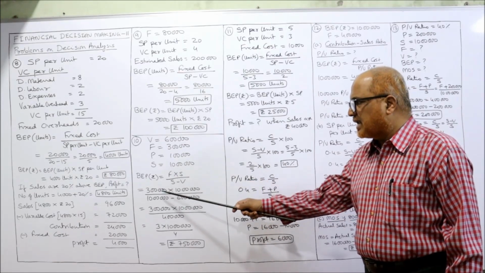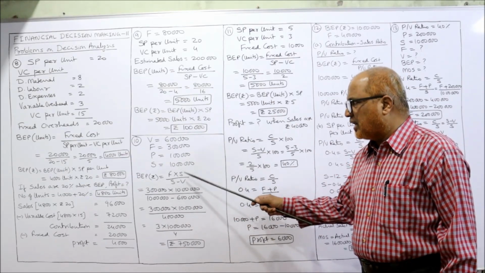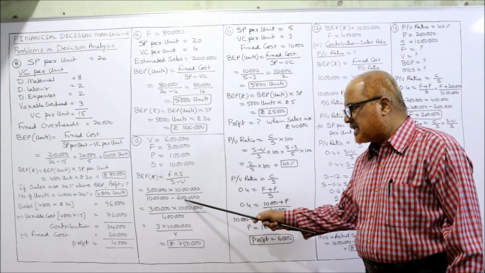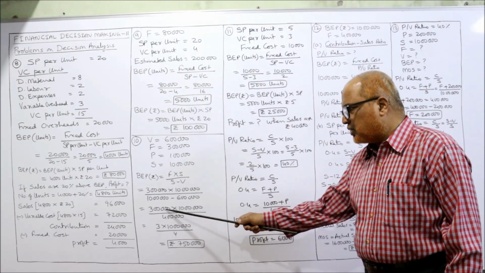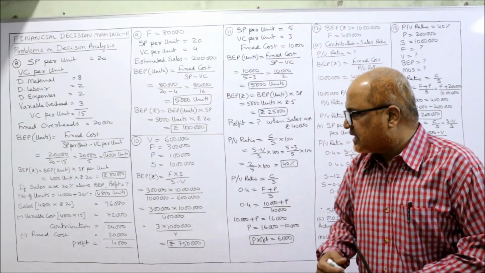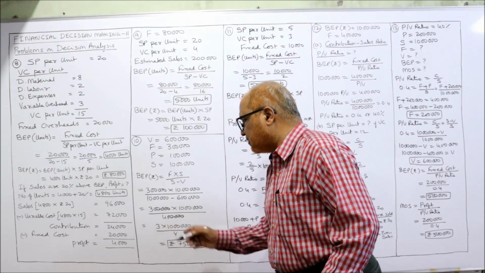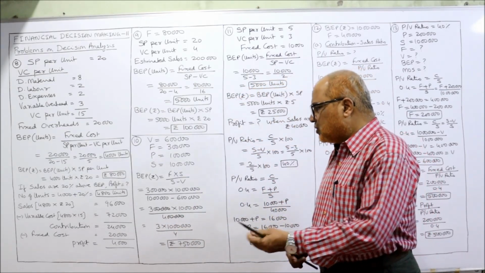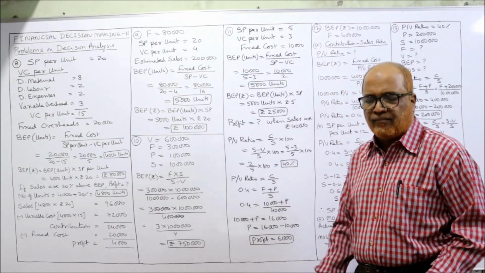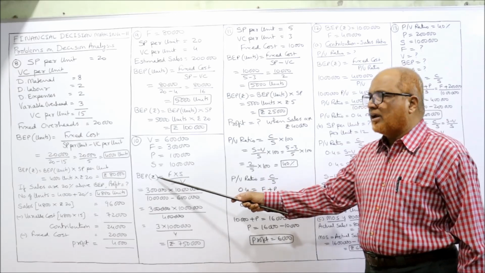Fixed cost is 3 lakh, sales are 10 lakh, variable cost is 6 lakh. Now 10 lakh minus 6 lakh is 4 lakh. So 3 lakh into 10 lakh divided by 4 lakh. I will cancel the 5 zeros in the denominator and 5 zeros in the numerator. So it becomes 3 into 10 lakh divided by 4. It comes to 7 lakh 50,000. So here we have calculated the BEP.